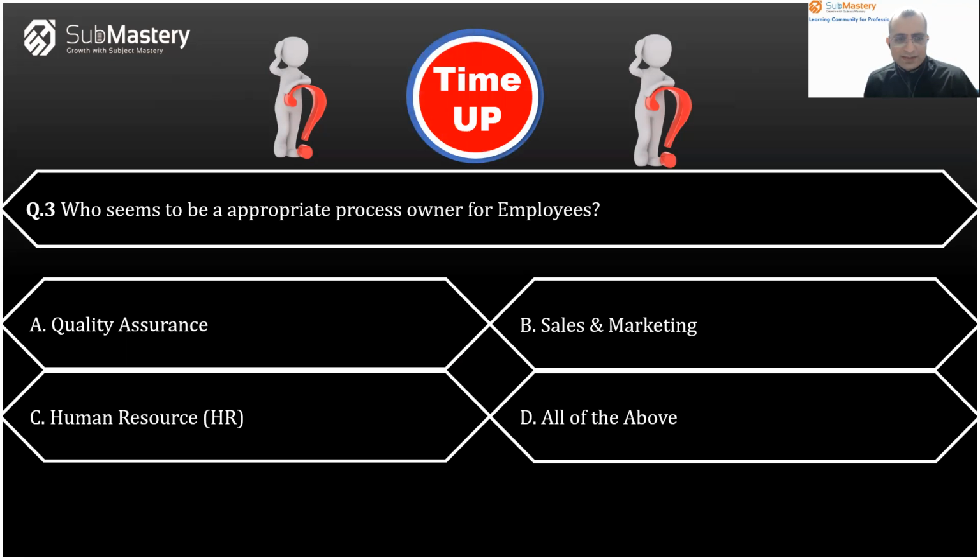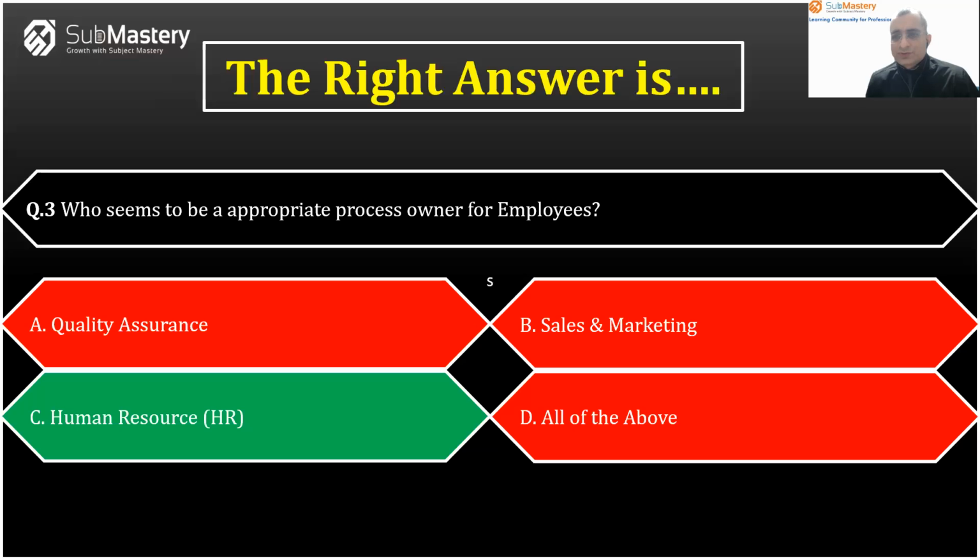Well, time up. The answer is human resource, right? So human resource can be a good process owner for employees, for visitors, for your villagers, society, government, and obviously for customers, marketing or quality can be a good process owner. For suppliers, supply chain professionals, purchase can be a good process owner, right? So C, human resource is the best answer. Now let's get ready for the next question.